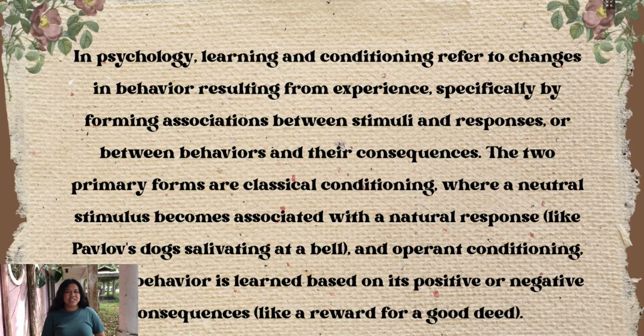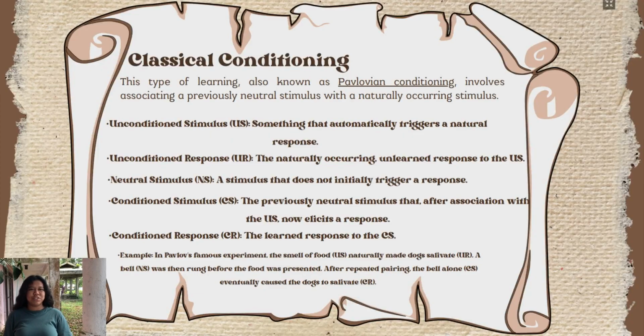Learning and conditioning. In psychology, learning and conditioning refer to changes in behavior resulting from experience, specifically by forming associations between stimuli and responses or between behaviors and their consequences. Classical conditioning. This type of learning, also known as Pavlovian conditioning, involves associating a previously neutral stimulus with a naturally occurring stimulus. There are types of conditioning: unconditioned stimulus or US, unconditioned response or UR, neutral stimulus or NS, conditioned stimulus or CS, conditioned response or CR.